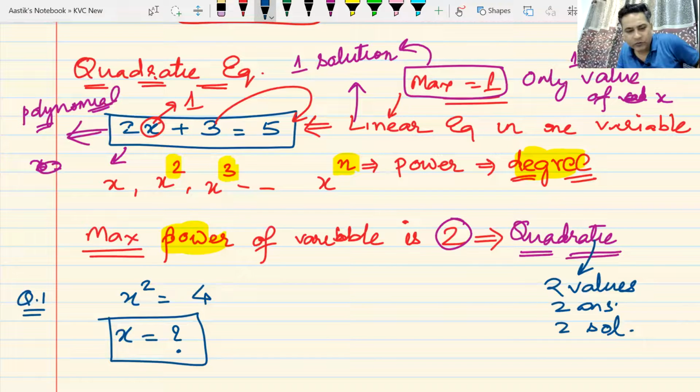Please raise your hands and let me know. Yes, sir, we understand this. A linear equation has only one value, one answer. Quadratic has 2, cubic has 3, power 4 has 4, and so on.